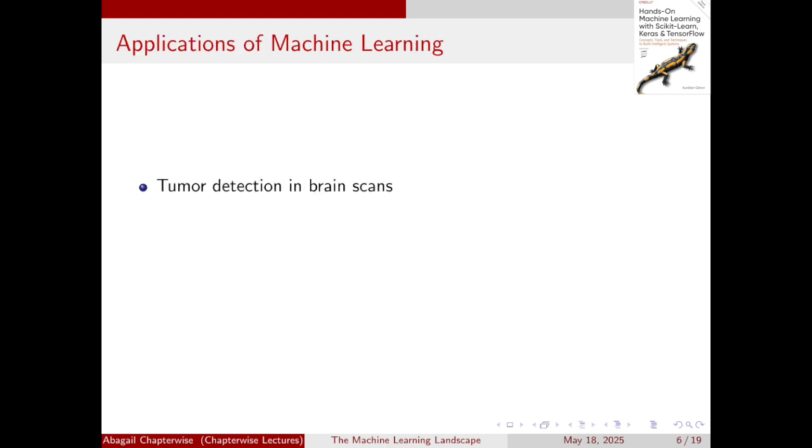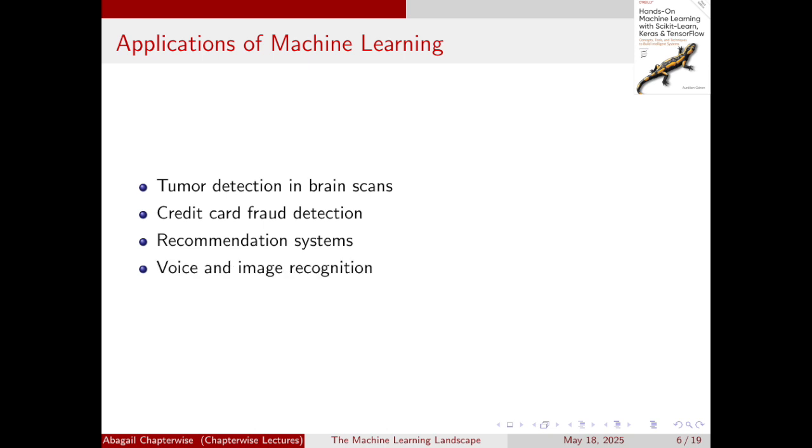Let's now look at some real-world applications of machine learning. In healthcare, machine learning models are used to detect tumors in medical scans with increasing accuracy. In finance, ML systems detect fraudulent transactions in real time by analyzing patterns in user behavior. Recommendation systems, like those on Netflix, YouTube, or Amazon, use machine learning to suggest content based on your preferences. And in the domains of voice and image recognition, ML enables software to understand and interpret human speech and visual data more accurately than ever before.